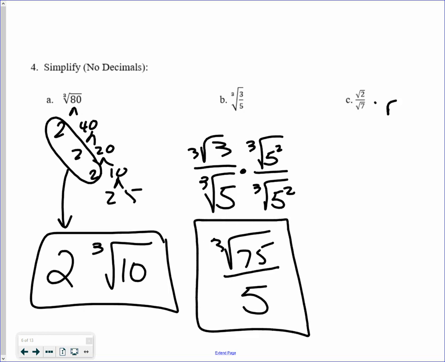So this one is just a square root. So I just multiply by another square root.